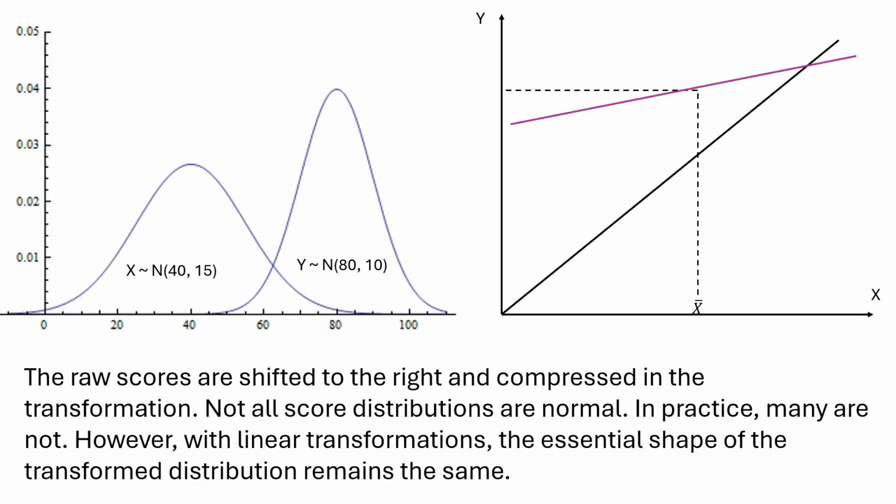So here's the original distribution of x's, distributed normally with mean 40 and standard deviation 15. What happens when you transform these x's into the y's is that the y's are centered at 80 and the standard deviation is about 10. So the distribution shifted up, and it was also compressed. That's what happened distributionally.